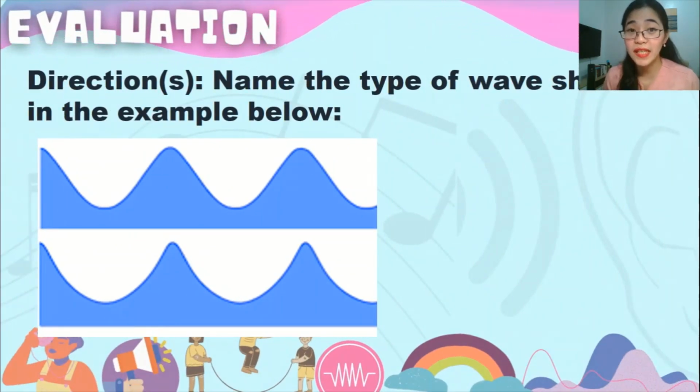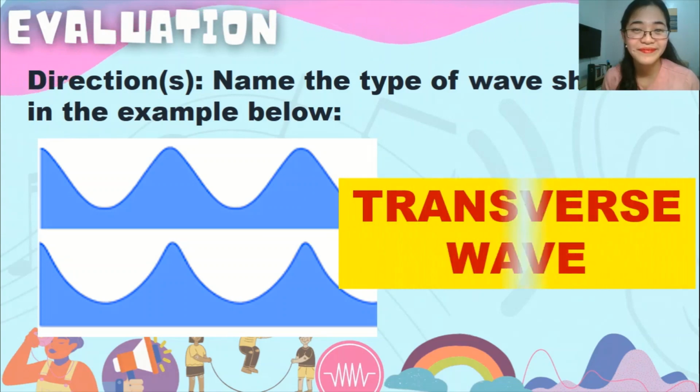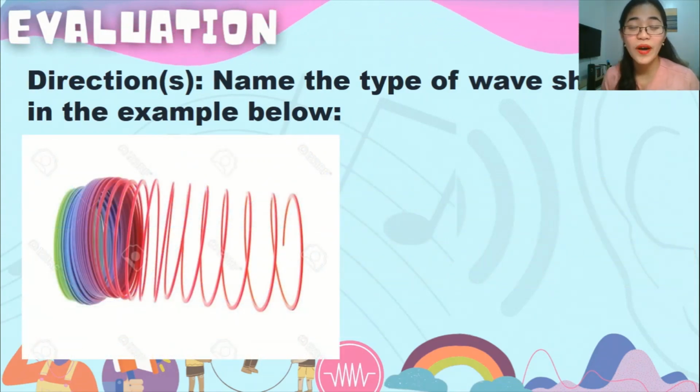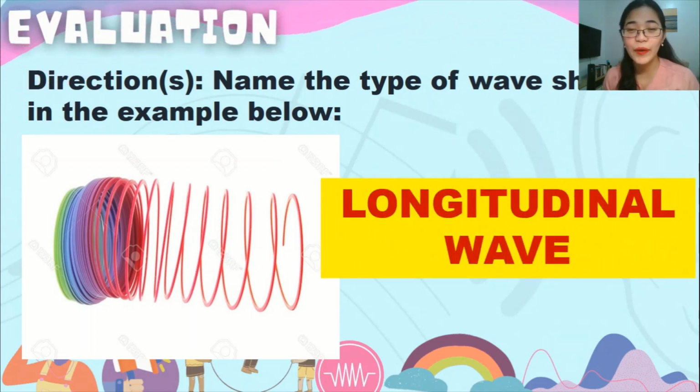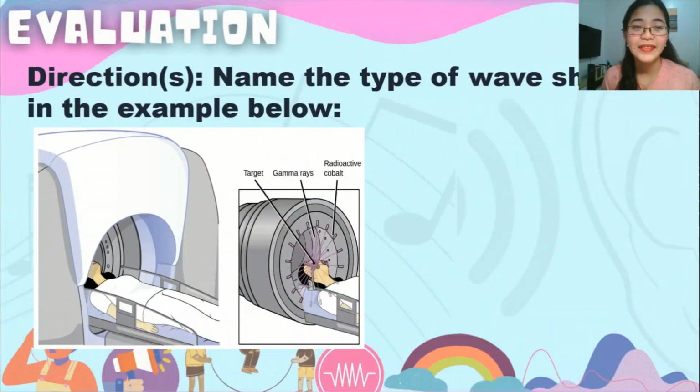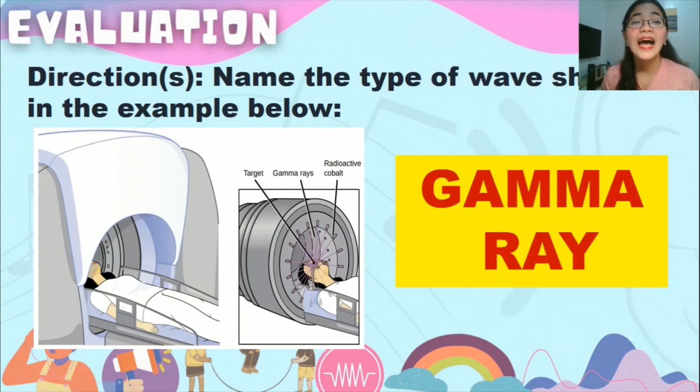Now let me check if you understood our topic for today. Directions: name the type of wave shown in the example below. What kind of wave is this? You can see this in the ocean or sea. Transverse wave. How about this one? Slinky. Longitudinal wave. How about this one? CT scan. Gamma ray.